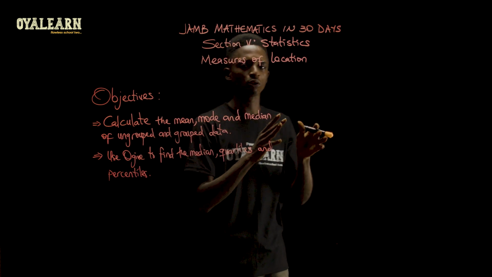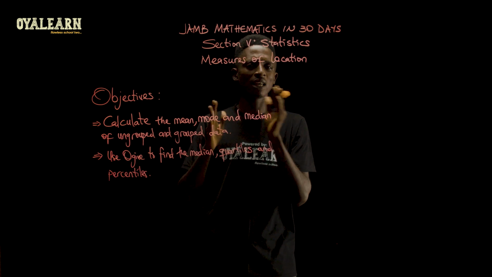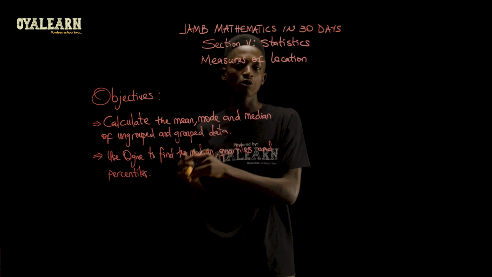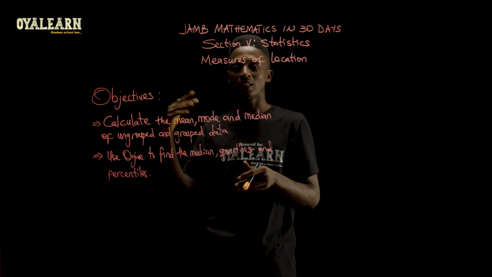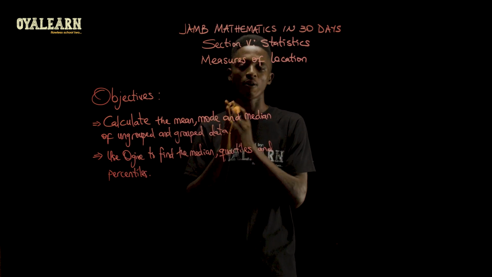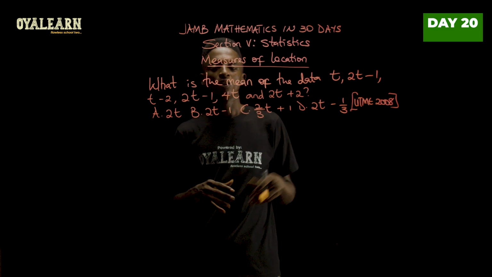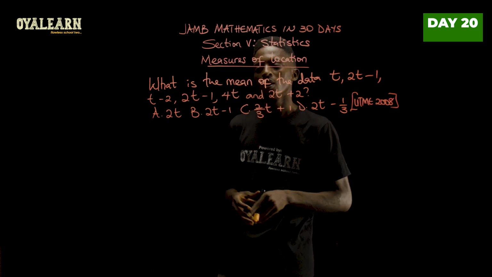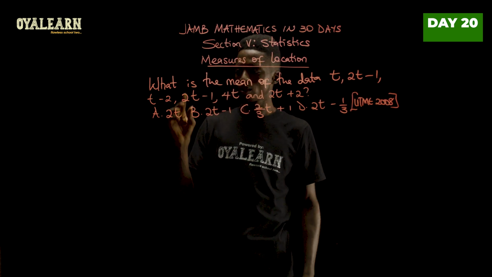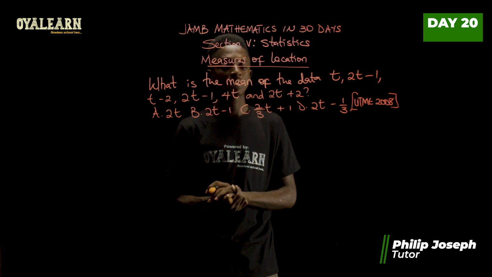We're then going to go on now to solve a lot of past questions from Jamb on measures of location. But if there is anything you'd like to know more on measures of location, you can do well to check our videos on mean, median, and mode. That is measures of central tendencies, and you'll definitely get all you need to know there. But for now, let's just go on to solve past questions in Jamb. So let us start with this UTME question set in 2008, which says that we should find the mean of the data t, 2t minus 1, t minus 2, 2t minus 1, 4t, and 2t plus 2.